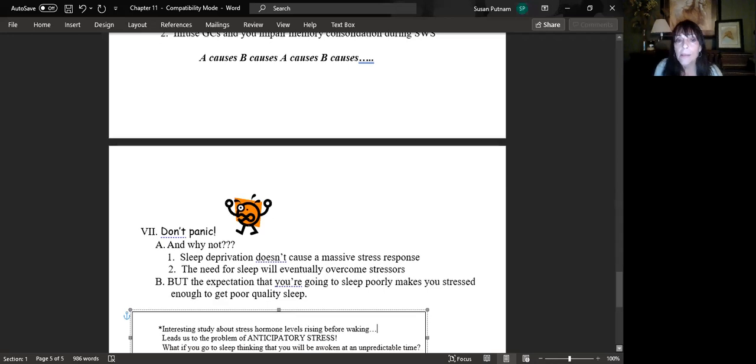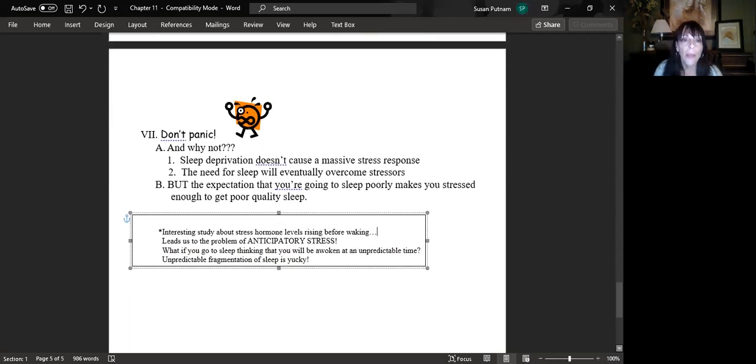So the last thing I have here is anticipatory stress, which is something that we are going to see interwoven in pretty much everything we're looking at. Unpredictable fragmentation of sleep is very technical, yucky.